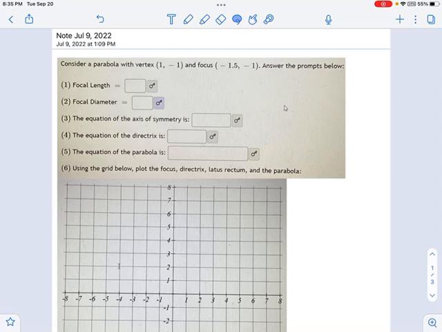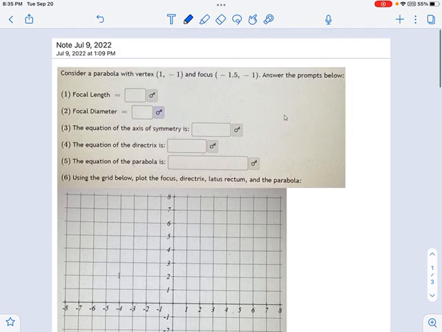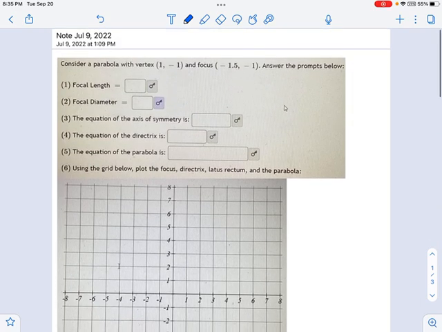We have another parabola problem here, and we're told what the vertex and the focus are. And we're told to find everything else about the parabola and draw it in this graphing window right here. So let's work through these pieces one at a time.